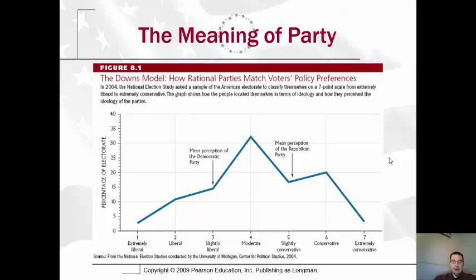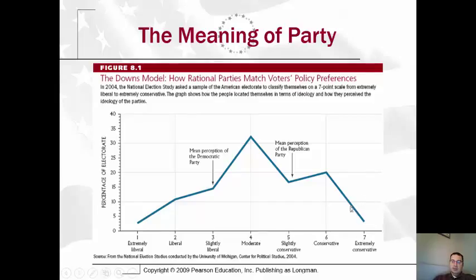This shows where the electorate is in terms of policy and ideology. Again, we talked about the labels of liberal, moderate, conservative, and here's the percentage of the electorate at each point. The vast majority of people are moderate. The average population of Republicans is slightly conservative. The average population of Democrats is slightly liberal. And then out here you have the extremely liberal and extremely conservative.